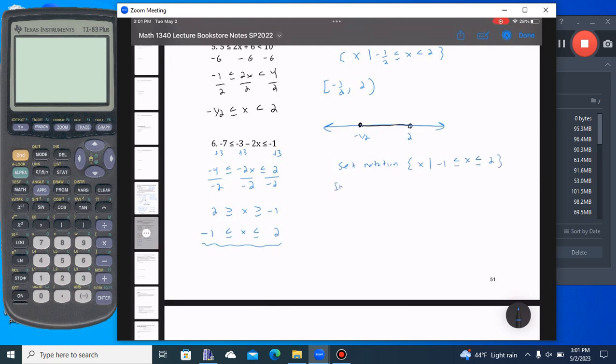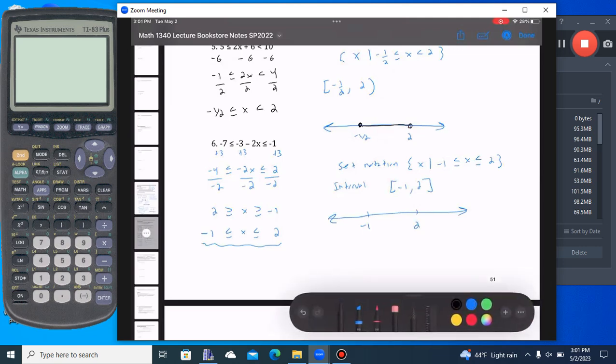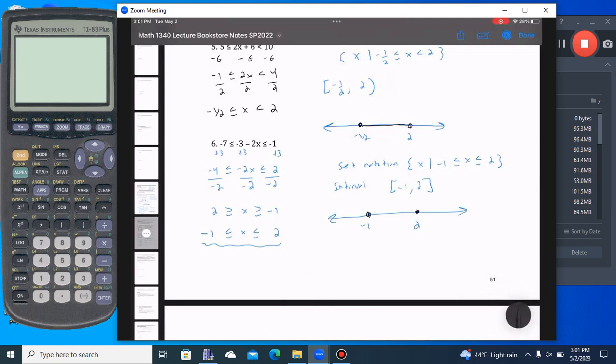Interval notation, both are included, so negative 1 to 2, and we use brackets. And the graph, closed circles at both, negative 1 and 2, and everything in between.